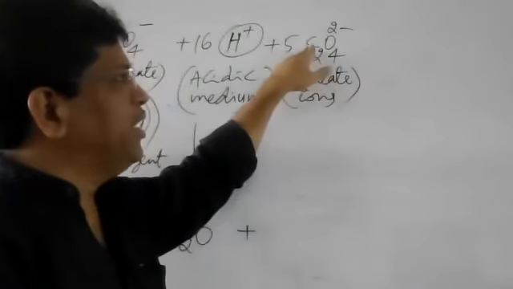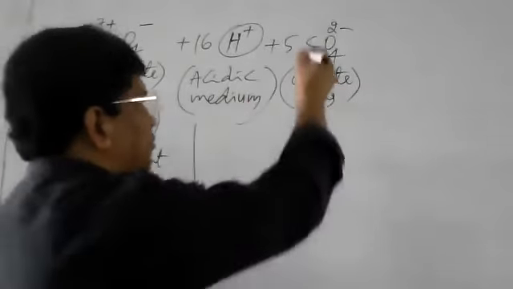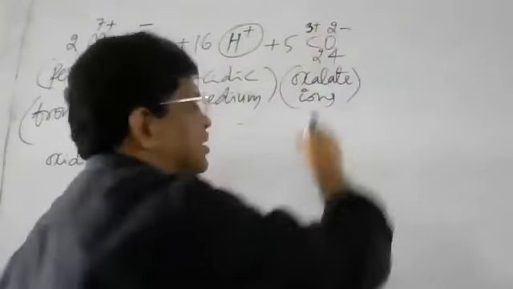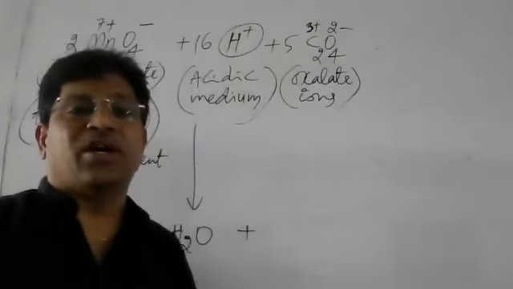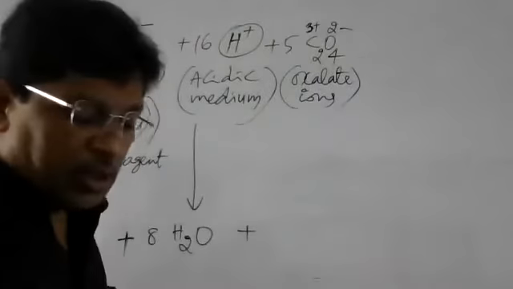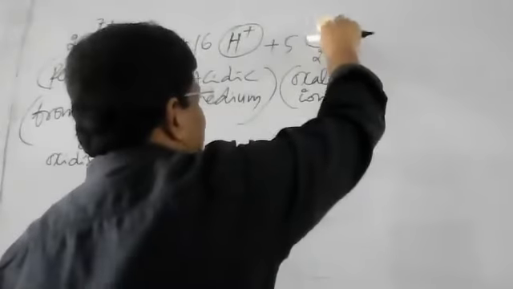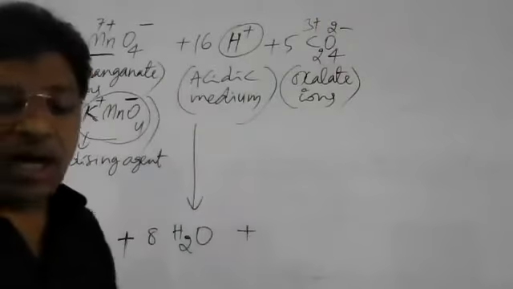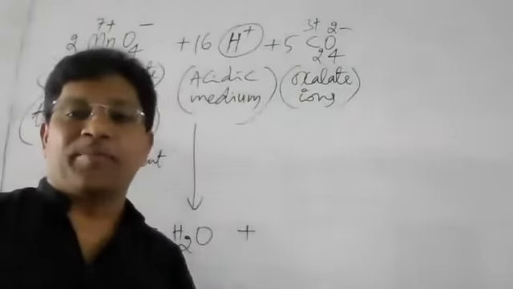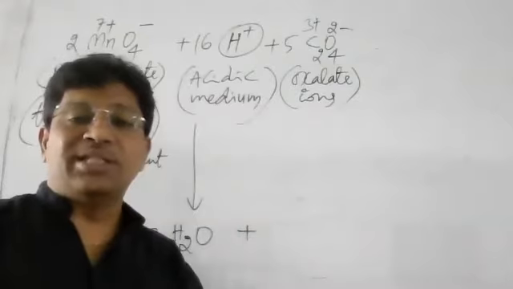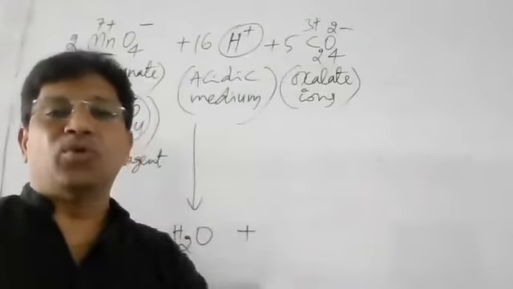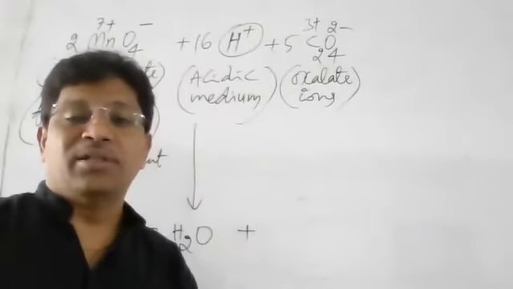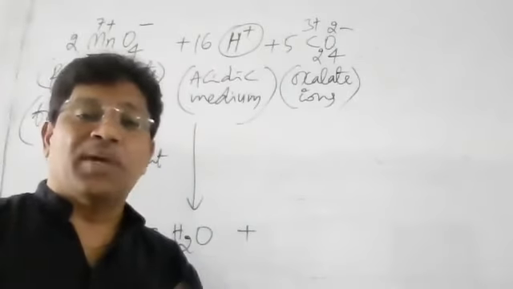Now 2 carbon atoms must be having plus 6. Then each carbon should be having what? Plus 3. Each carbon atom has plus 3 charge. So each carbon is having plus 3 in the oxalate ion. This plus 3 charge is oxidized to give CO2. The plus 3 charge of carbon goes to plus 4 charge. So plus 3 oxidizes to plus 4.